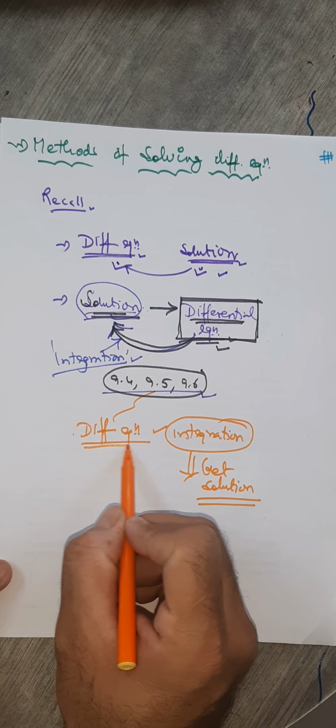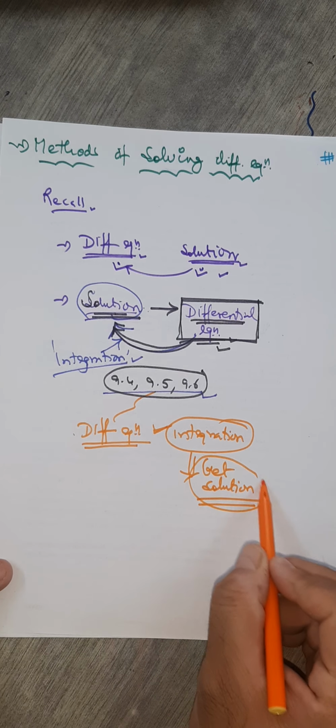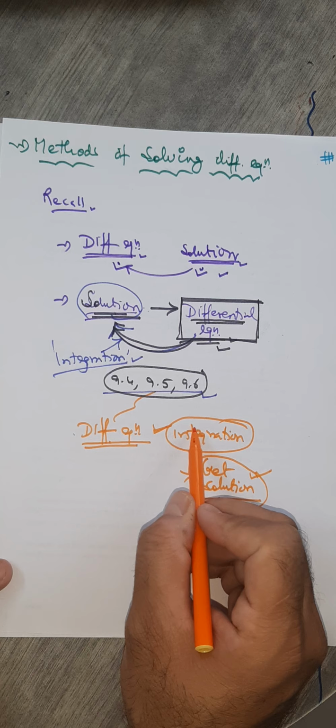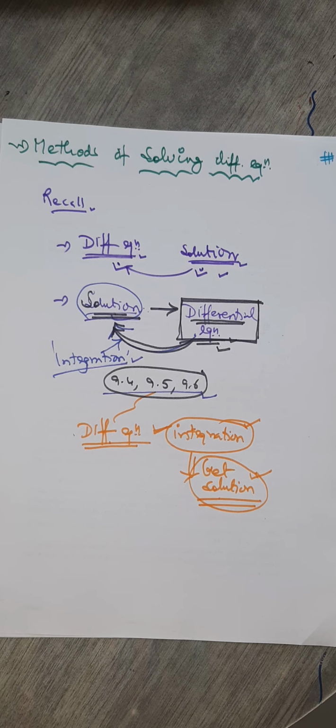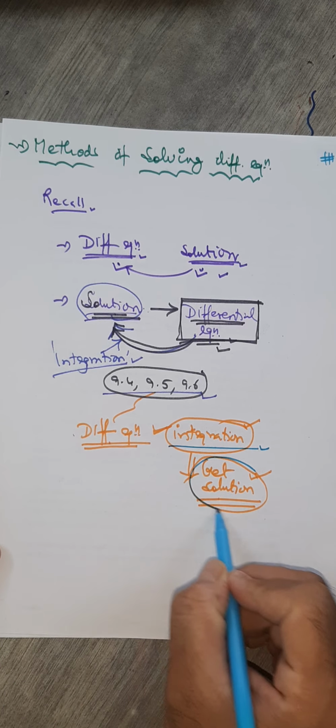Everywhere you have a differential equation. You want the solution, so you want the equation which is free from derivatives. So what is to be done? Integration should be done to remove the differentiation. The antiderivative procedure, that is the integration procedure, should be used to get the solution.